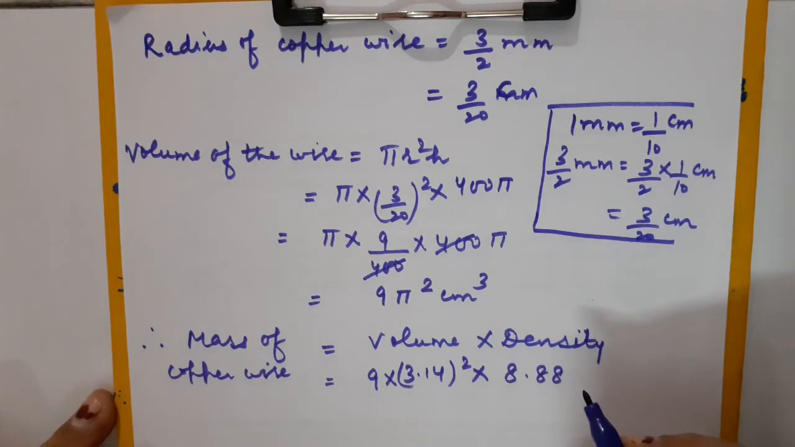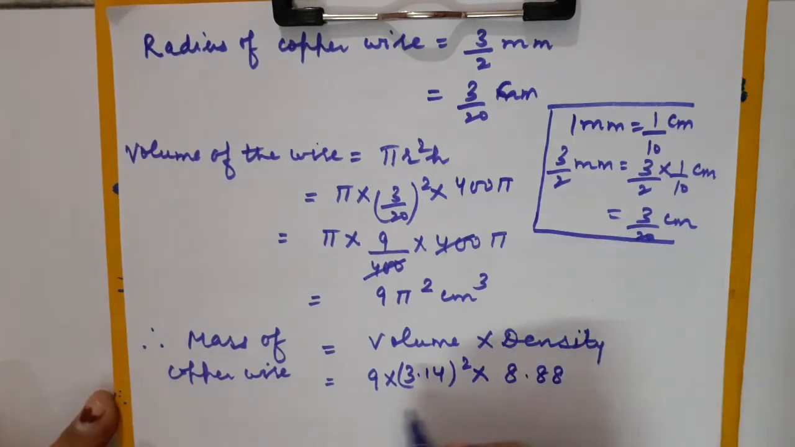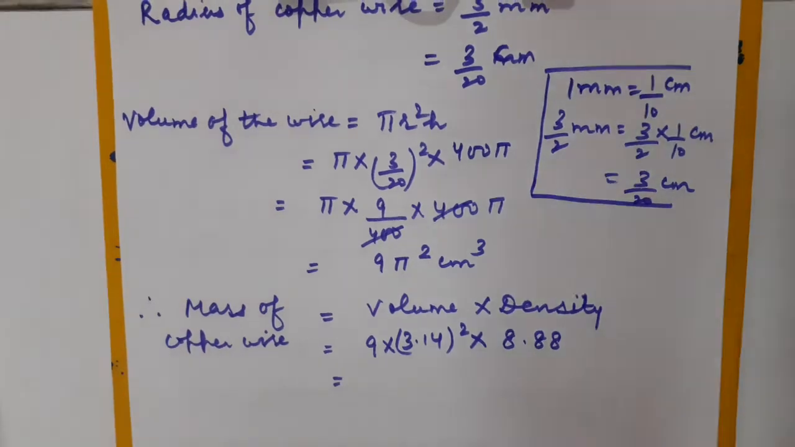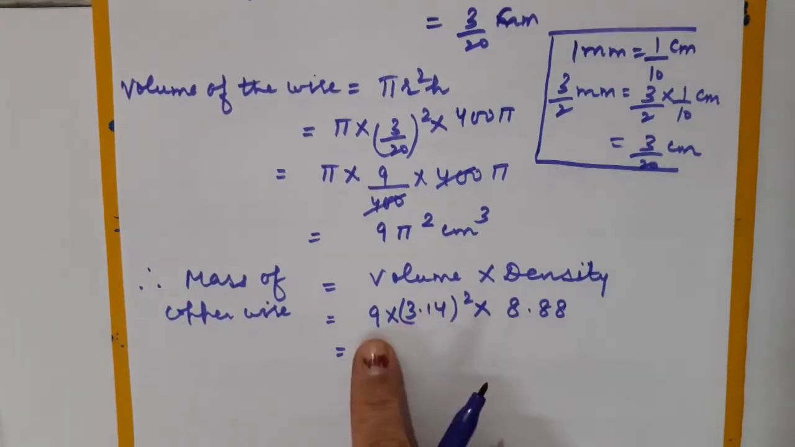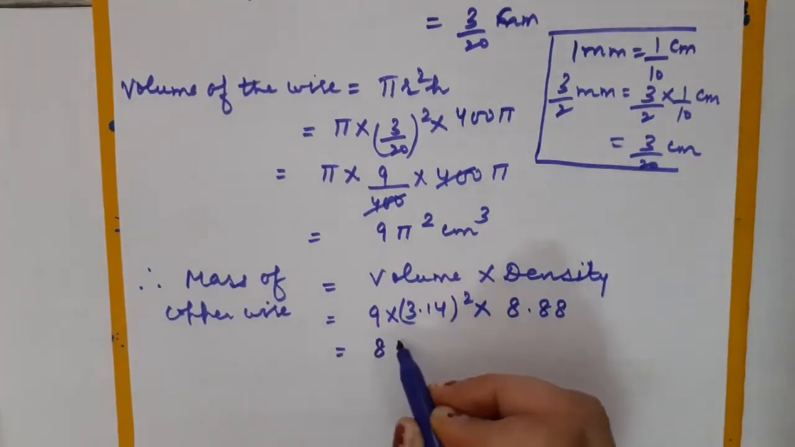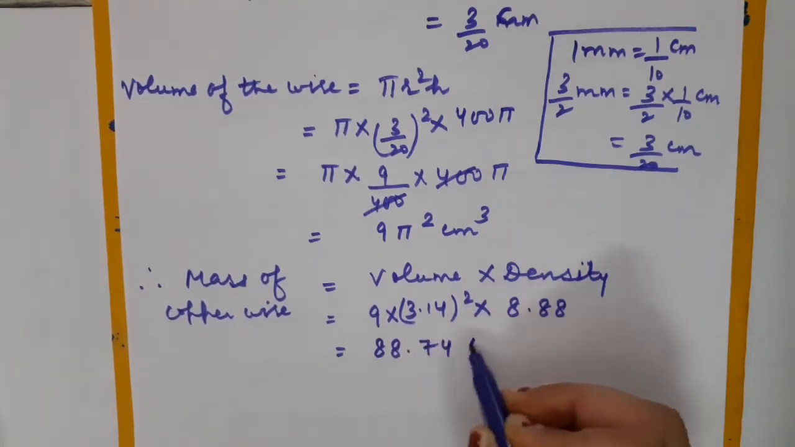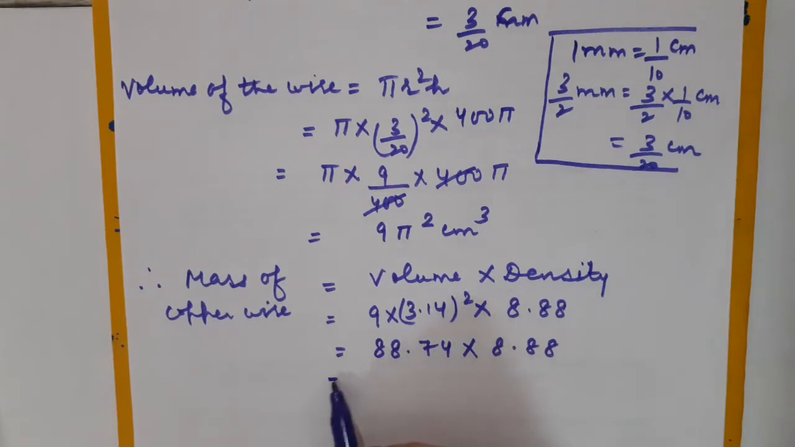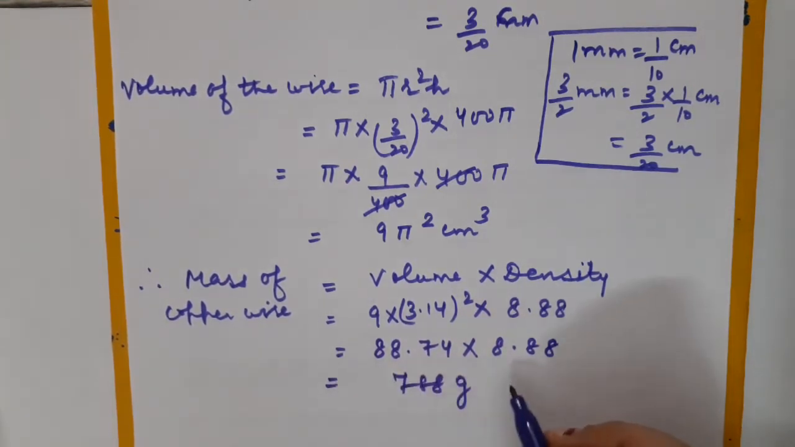8.88 gram per cubic centimeter. Correct? So let us solve it. After finding its whole square and multiplying it by 9, I have got 88.74. When it is multiplied by 8.88, I am going to get 788 gram approximately. So this is the mass of the copper wire.